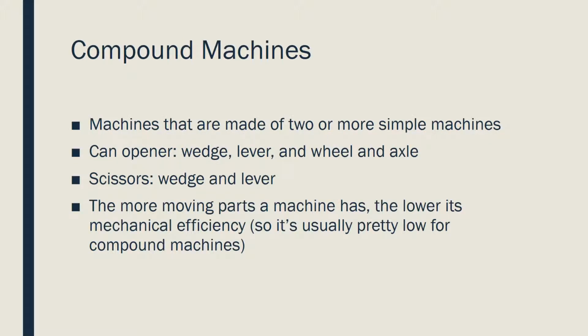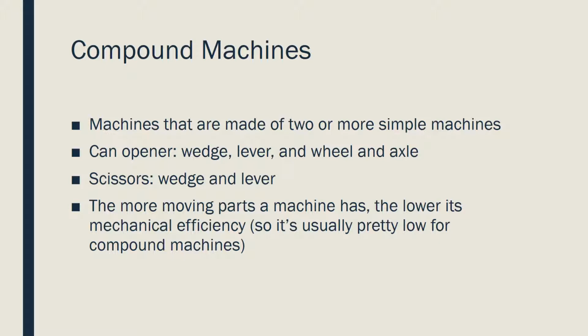Compound machines. Everything we just talked about are simple machines. A compound machine is a machine that's made up of two or more simple machines, which is a large majority of the machines that we have out there. I have a couple here just as examples, and then we will be looking at, with a worksheet, trying to identify simple machines in the classroom within our compound machines. Some examples I have are a can opener and scissors. The can opener has three different simple machines in it.